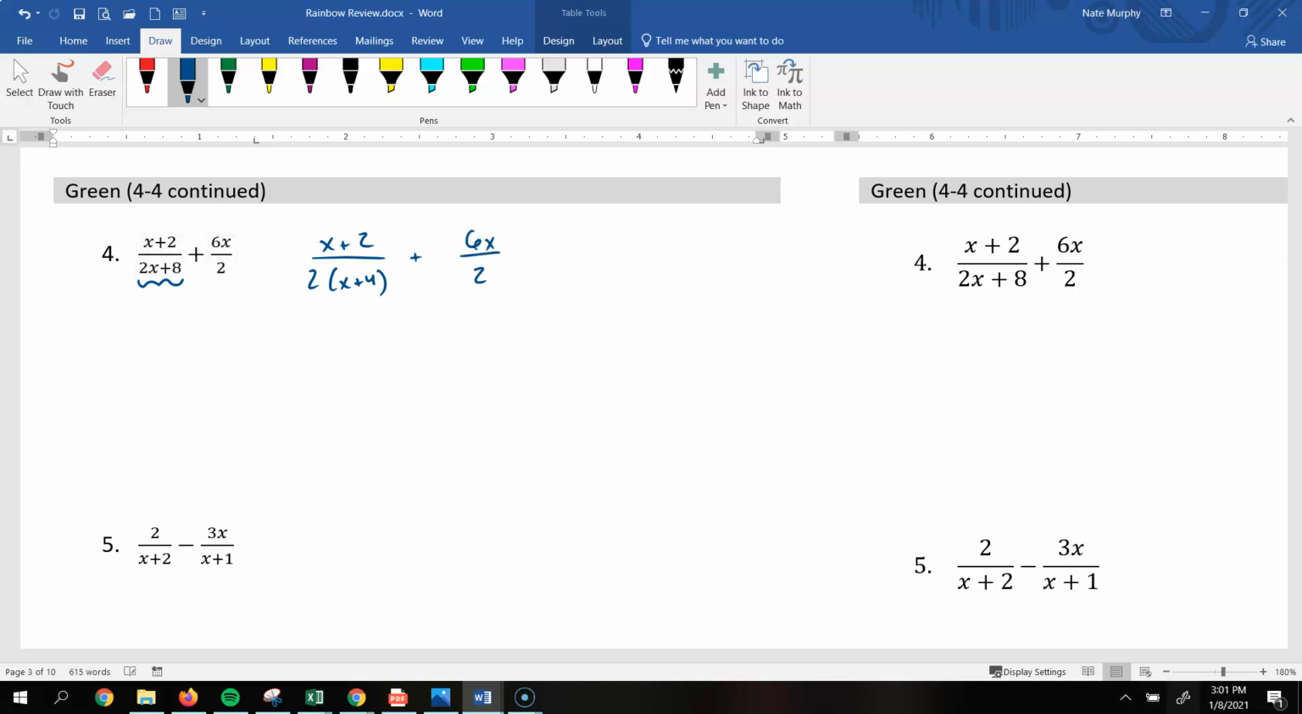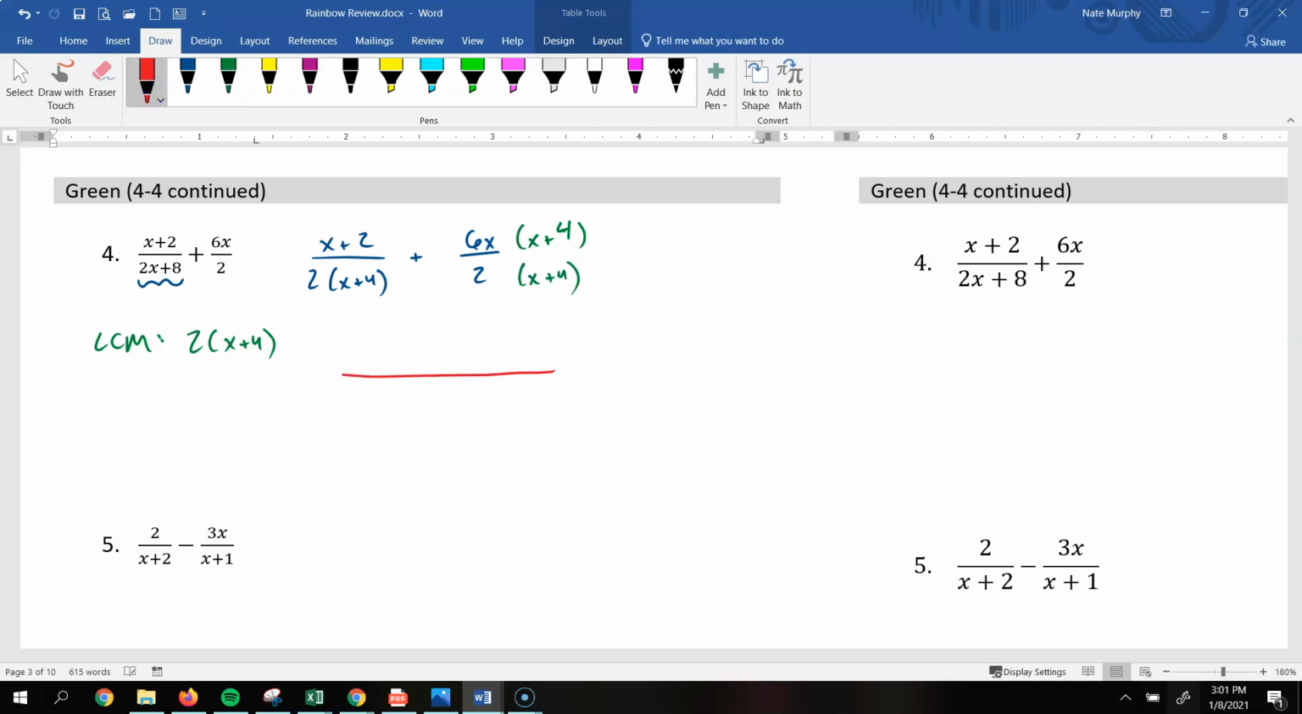plus 6x over 2. So my LCM here is going to be 2 times x plus 4. We get that from the first denominator. The second denominator, I already have my 2, and so we don't have to list anything else. This is going to be your LCM. So the first fraction, there's nothing to do. With the second fraction, we're going to multiply the top and bottom by x plus 4.